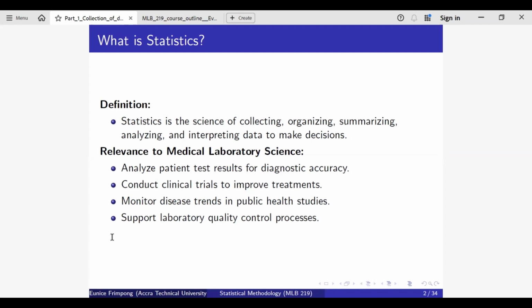So how relevant is statistics to you as MLS people? Well, it can help you to analyze patients' test results for diagnostic accuracy. It can help you to conduct clinical trials to improve treatment. It can help you to monitor disease trends in public health studies. It can also help you to support lab control processes.